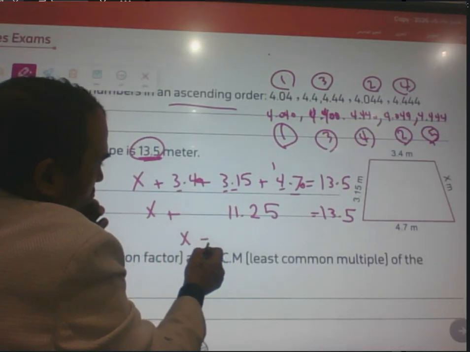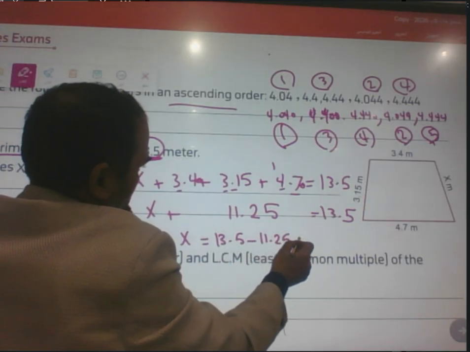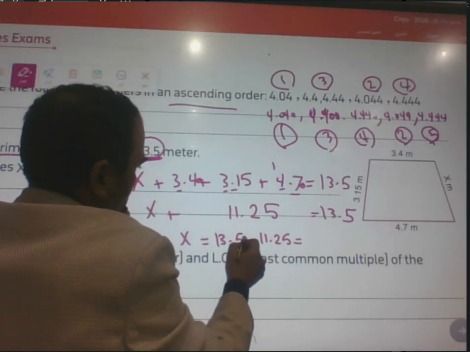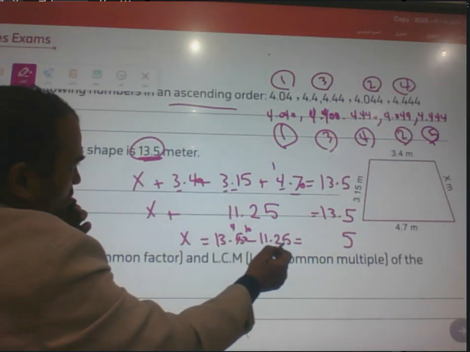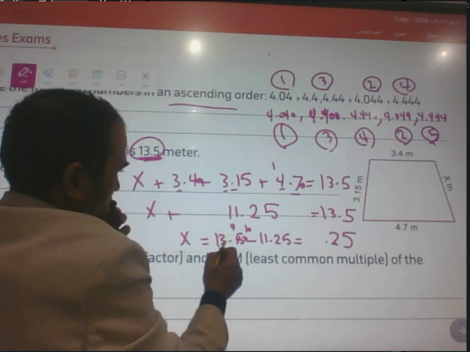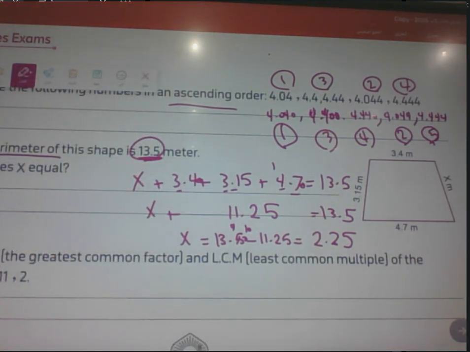Then the value of x equals 13.5 subtract 11.25. Write 0 here to equalize the parts. 10 minus 5 is 5. 4 minus 2 equals 2. 3 minus 1 equals 2. The result will be 2 and 25 hundredths.